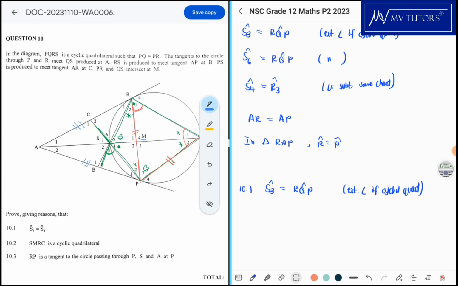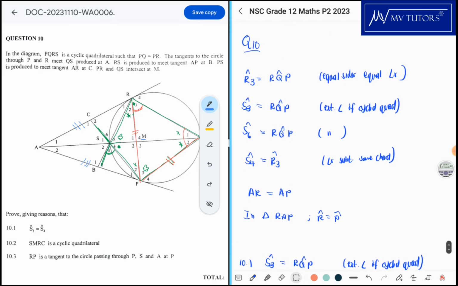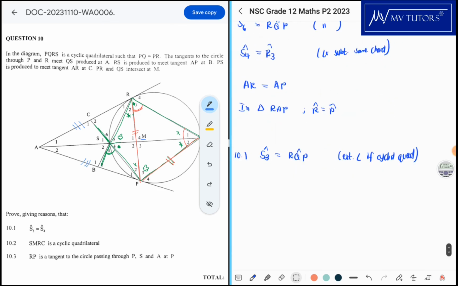What did I say here? S4 is equal to R3. How do I relate R3 to RQP? Okay, let's keep looking. Now, what can I say about Q? Oh yeah, at the beginning I said that R3 is actually equal to RQP.